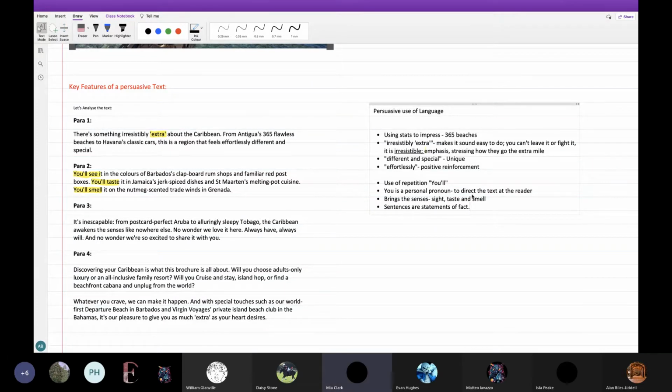They're describing the food and culture. Yes, good. Is that you, Mia, again? Yes, well done. It is that description of the culture there. Can you give me an example of that, a quote from the text there, please, Mia? Just what made you think of that? "You'll smell it on the nutmeg scented trade wind." Brilliant. That's the one that I was thinking about as well. Very good there.